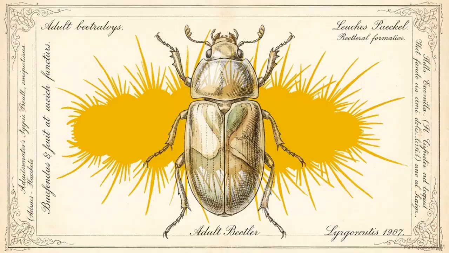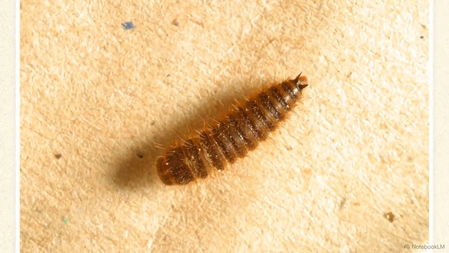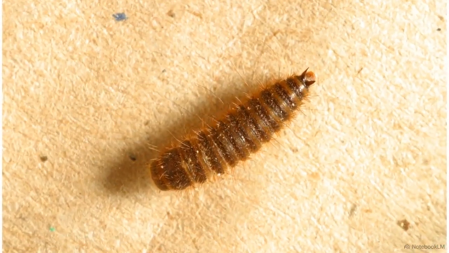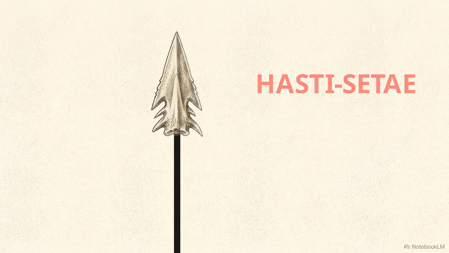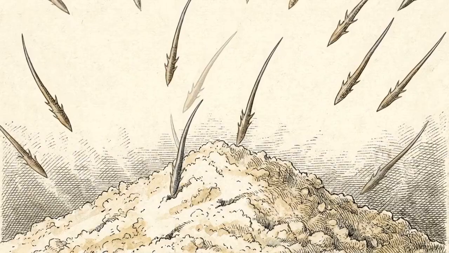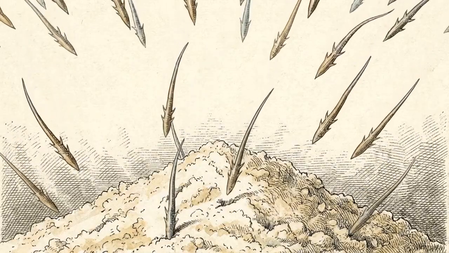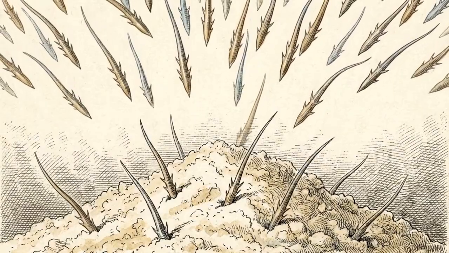A dermestid larva is immediately flagged by its dense covering of stiff hairs, or setae, across a banded, cigar-shaped body. In species like the warehouse beetle, these hairs are specialized into spear-headed structures called hastisetae. This creates a severe medical hazard. If these specialized larval hairs shed into processed food and are ingested by consumers, they embed in the gastrointestinal tract, causing severe irritation and distress.